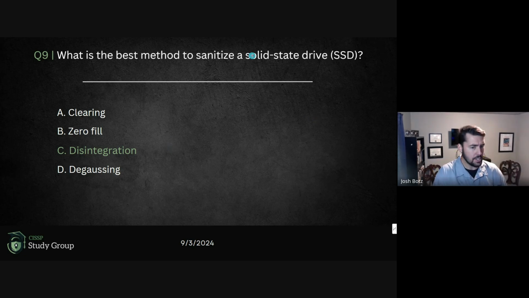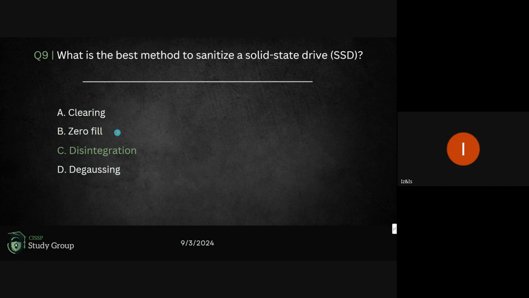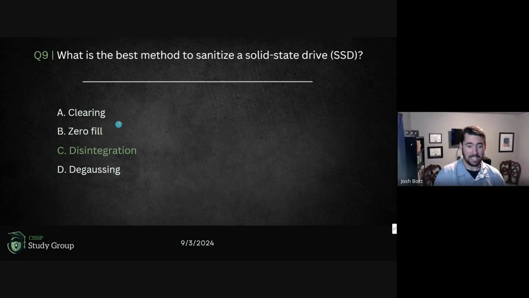Based on that, clearing and zero fill won't work for us. Who wants to tell me what a zero fill is in relation to clearing? What's a zero fill? We haven't talked about that one yet. Filling all the ones with zeros? Yeah, it's clearing. That's exactly right. It's a type of clearing. When you clear, you're writing over all of the data with zeros and ones. We have a zero fill. We're going to write all zeros. We have a one fill. We're going to do that. We have alternating where we go back and forth. We could write over it with actual data.